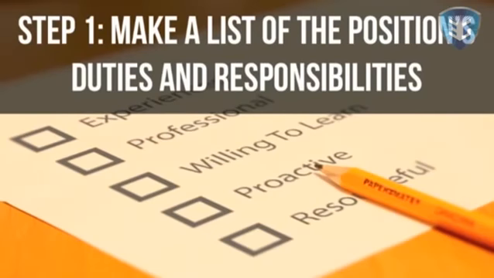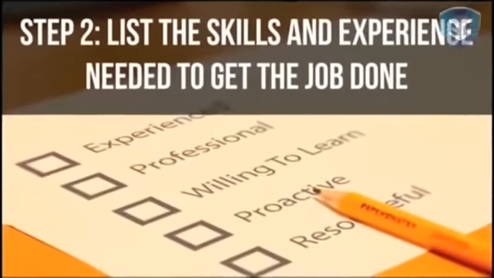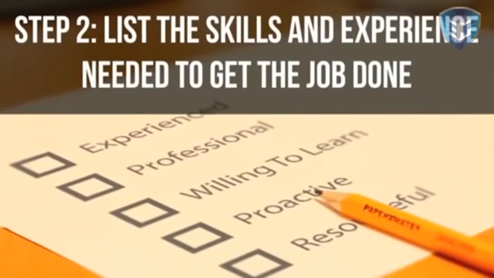Step 2. List the skills and experience needed to get the job done. To make this list the most effective for your job description, you want to order it from most important to least important. An easy way to do this is to separate the skills and experience that an employee has to have to even be considered for the position from those that would be nice to have but not absolutely necessary.